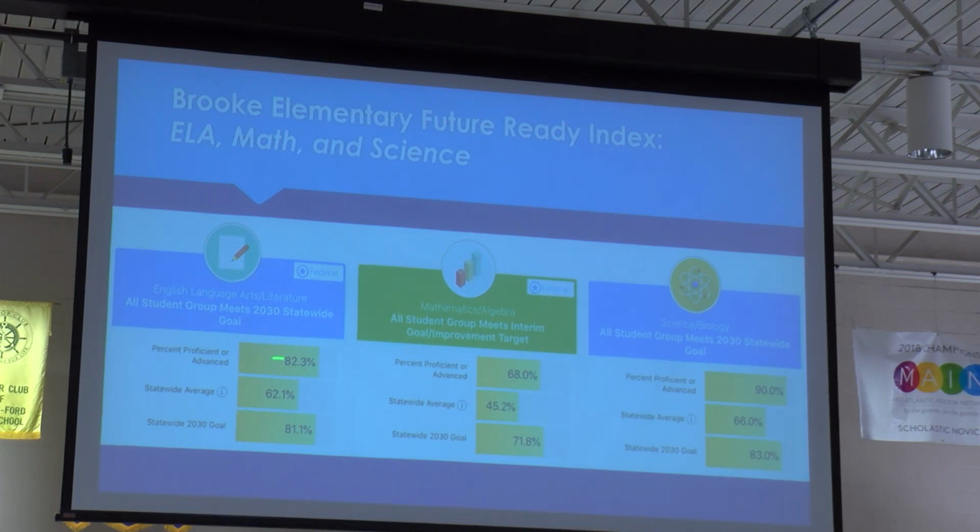Our scores across the building for Brooke is identified on the top row. The middle represents the state average, and as you can see, we are far exceeding the state average. And the bottom row represents the statewide 2030 goal. As I mentioned previously, if we hit that 2030 goal, then it'll appear as blue. If we've not yet hit that, but we've hit the interim goal, you'll see that pictured as red. And I'm happy to present that you will see all blues and greens as we go along this presentation.